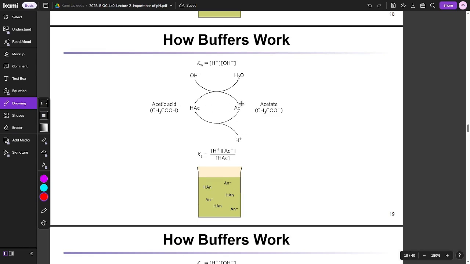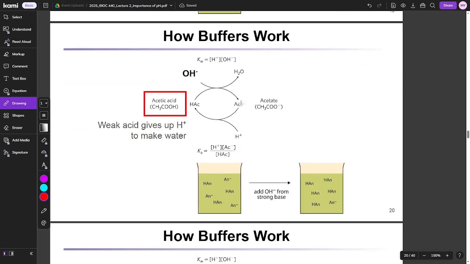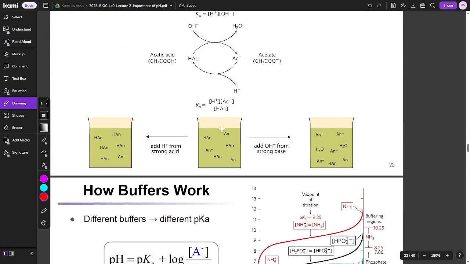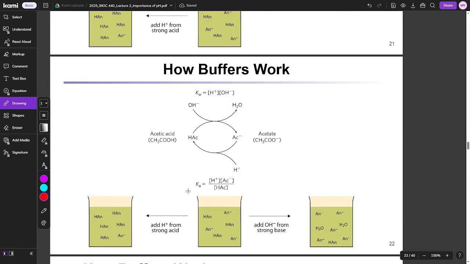Now, here's the interesting part. Let's see if there's a better slide for this. This slide is technically incorrect. I want to use this one here. Yeah, so this one shows it very well. Let's say that you add H+ to this solution here, we add a bunch of H+.